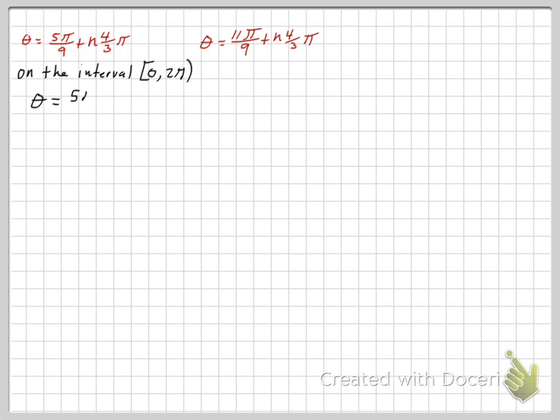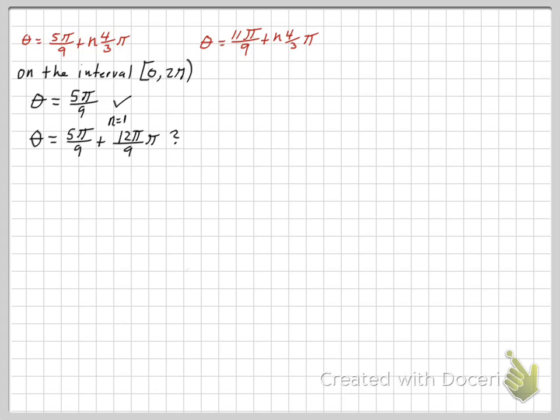Well, theta equals 5 pi over 9. Is that on the interval? Yeah, sure is. No issues. Now what about this next one? 5 pi, and I'm going to let n equal 1. What if I add 4 pi over 3? Because that is supposed to be another solution. Well, let's go ahead and add 4 pi over 3 to 5 pi over 9, and let's see if that is indeed a solution.